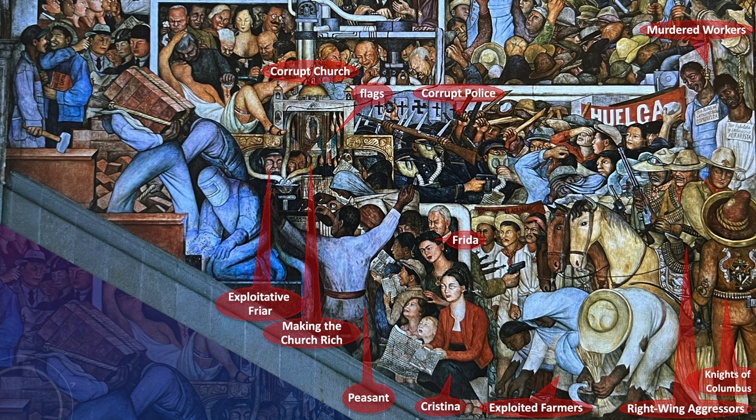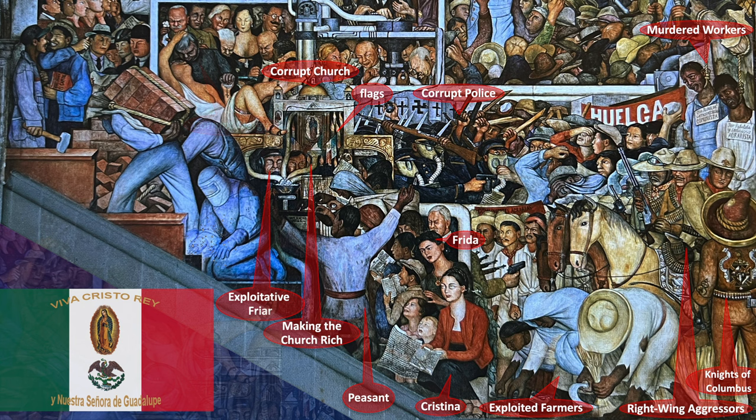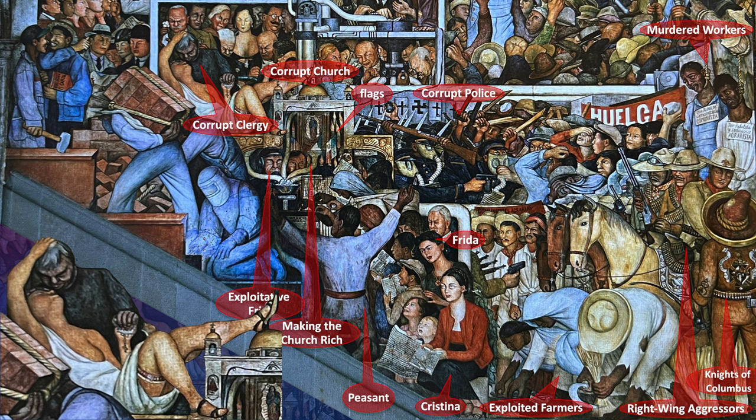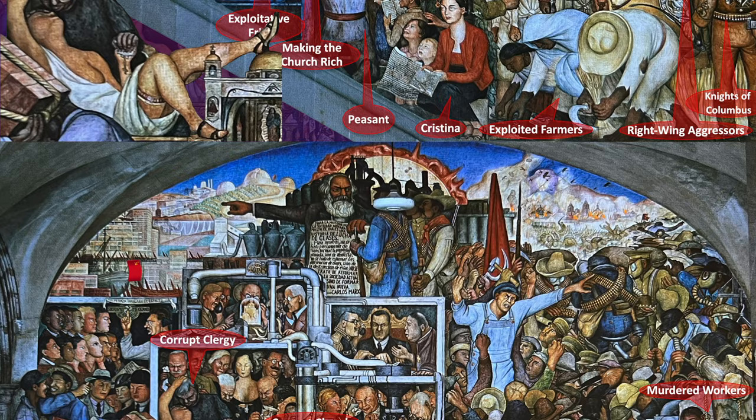On either side of the Virgen de Guadalupe image hang several flags, including the United States flag and the flag of Christ the King. To the left is an image of corrupt clergy having sexual sins with a female congregate. Just above are images of United States bourgeoisie.